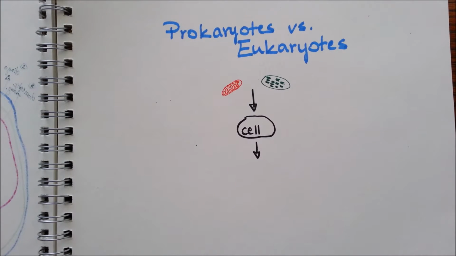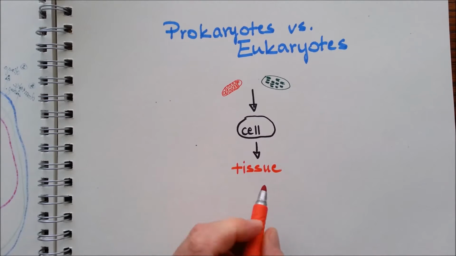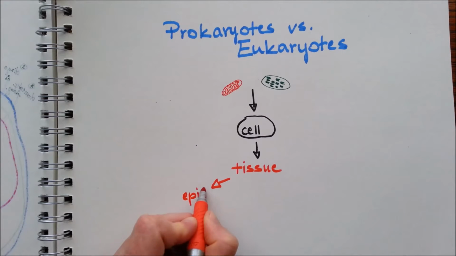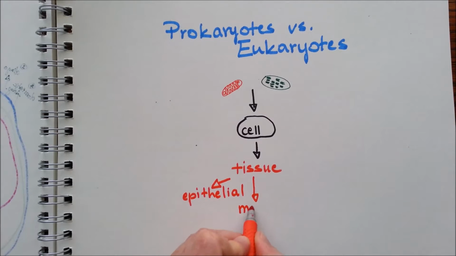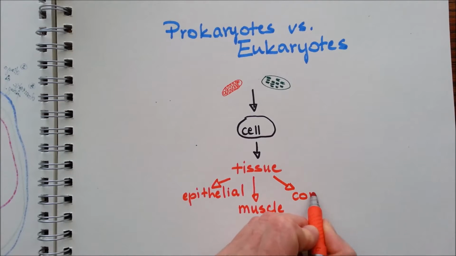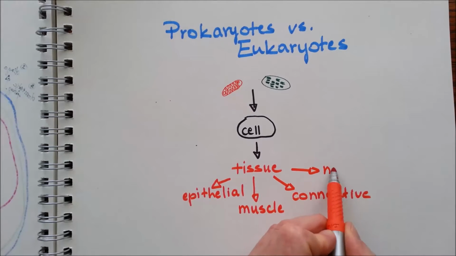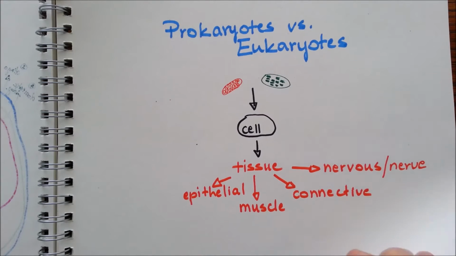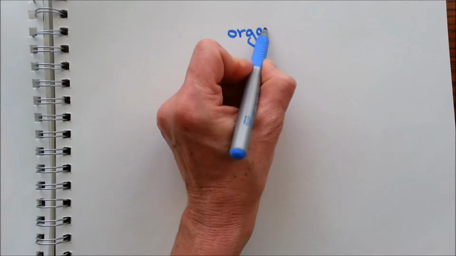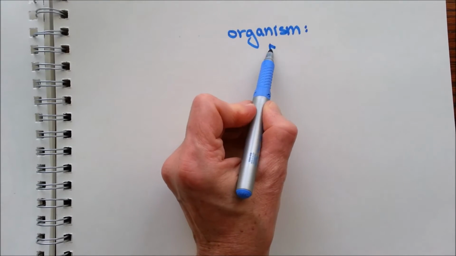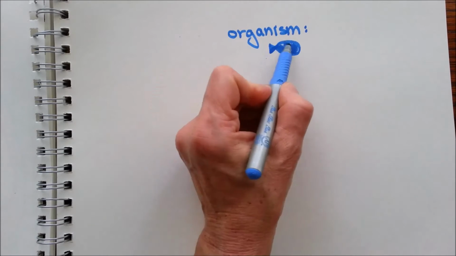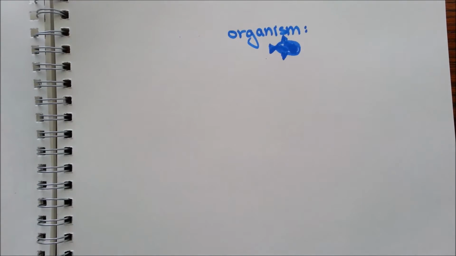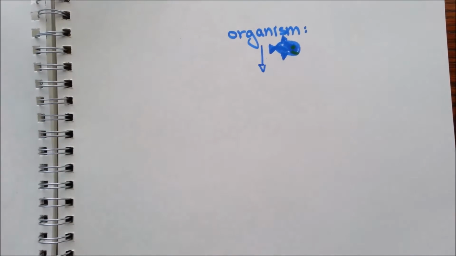But many similar cells can make up tissues in different organisms, and the tissue can be epithelial/skin tissue, muscle tissue, connective tissue, or nervous/nerve tissue. The organism, in our case, is made up of many different cells, but the cell is the basic building block of life. All organisms are made up of one or many cells.